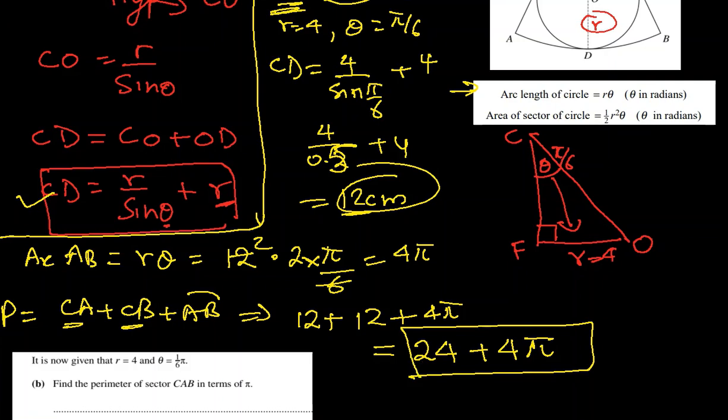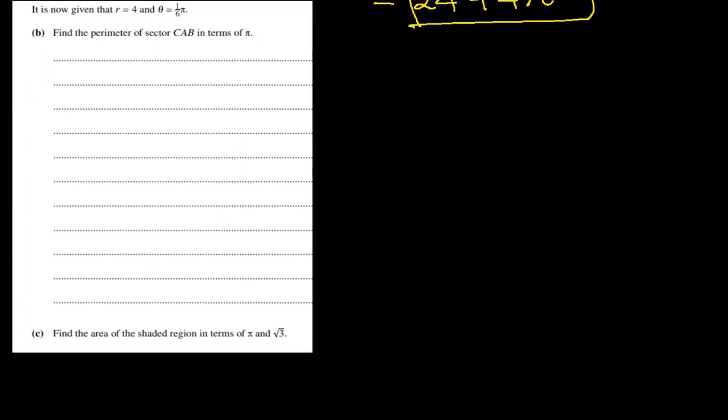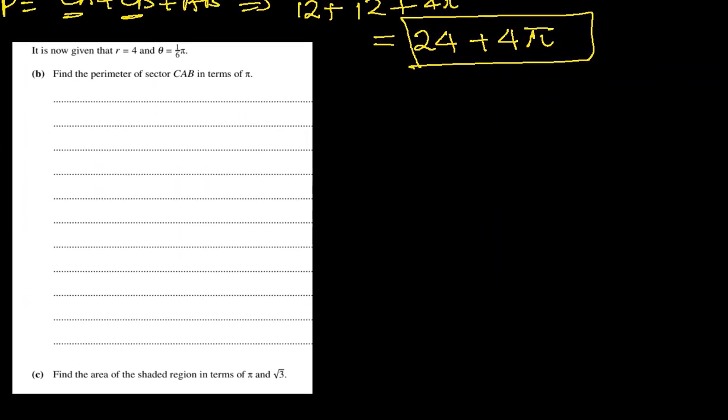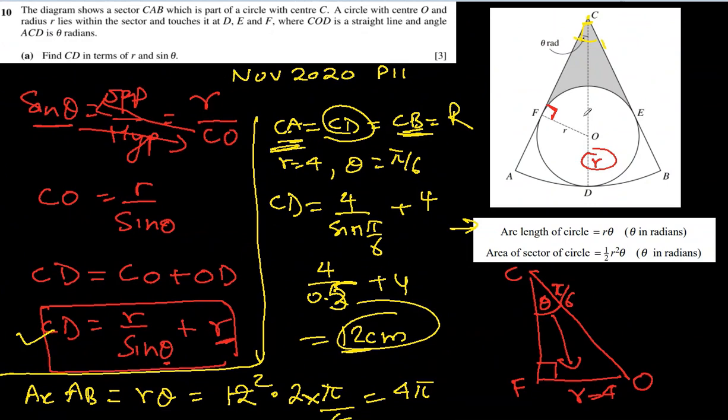Alright, what is the last part? Find the area of the shaded part in terms of pi and square root 3. This shaded part. If we take the whole sector and subtract the circle from it, we'll get the shaded part, but we'll also get these two parts which are difficult to find out. So that will not help. So we have to do something else.